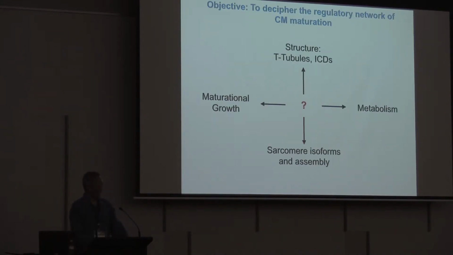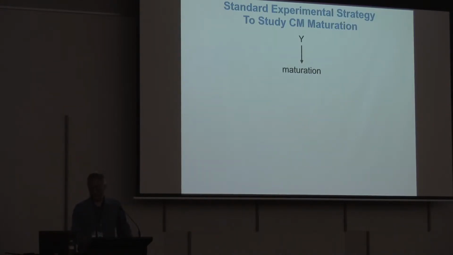So we're interested in how all of these different aspects of myocytes are regulated. If we group them into four different categories of phenotypes, how are they coordinately regulated? Is there a central transcriptional program that's controlling this process?